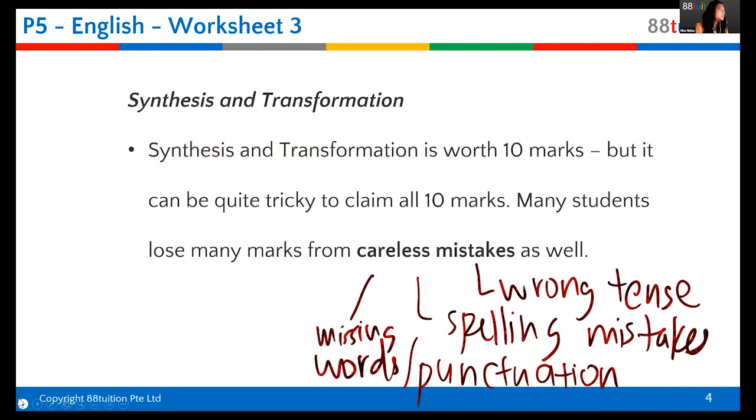Okay, so synthesis and transformation is worth 10 marks, okay? And it's tricky because students always make careless mistakes. What kind of careless mistake? Missing words. So when they join the sentences, they miss certain words. Okay, spelling mistake, they spell certain words wrongly, or they use the wrong tense. For example, the question is in past tense, you suddenly change to a different tense. Okay, so tense is one of the mistakes that you lose marks for, spelling, as well as punctuation, where it must be a comma, full stop, these kind of things you miss. So we look at all of these things when we're doing synthesis and transformation.